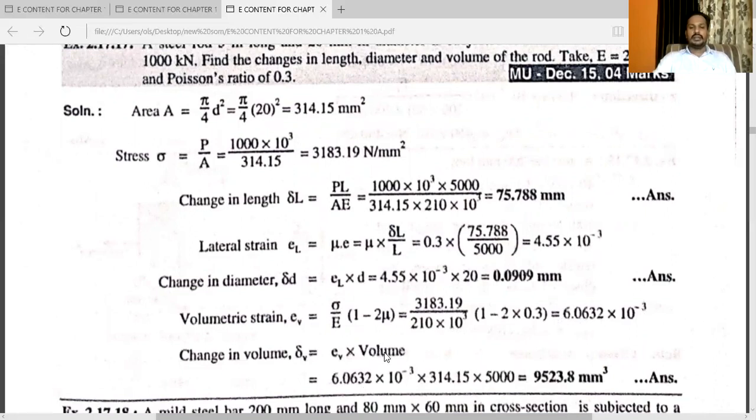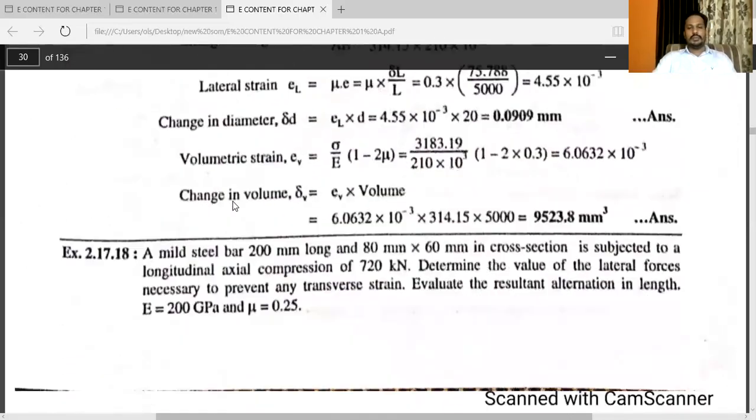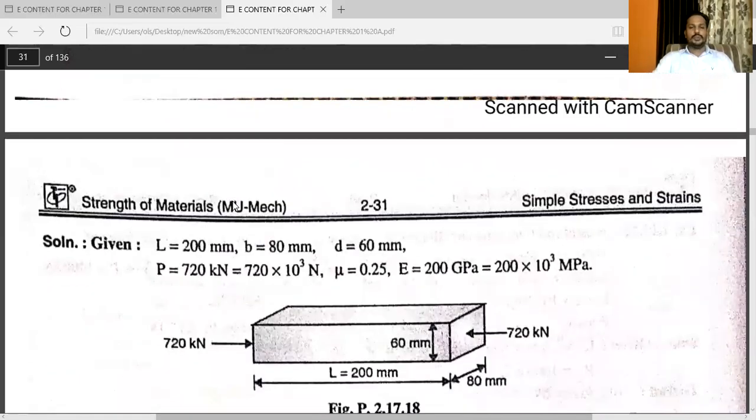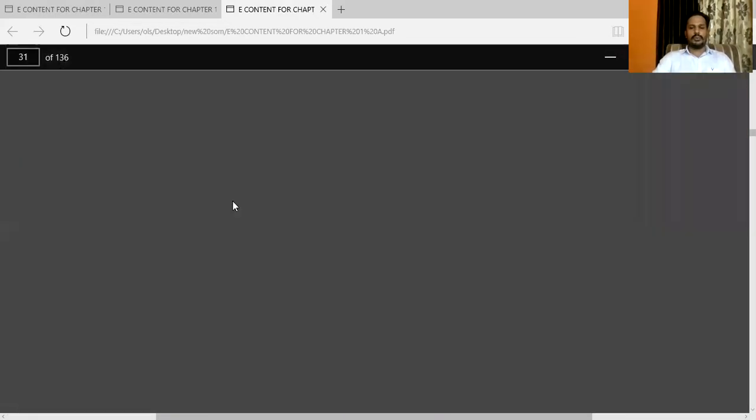And we know that the volume is nothing but area into length. So here the area is 314.15 into 5000. You will get the change in volume, that is 9523.8 mm cube. See, the unit is very important, mm cube, because it is a change in volume. Make a list of all the formulas. It will be very useful to solve all the university problems.